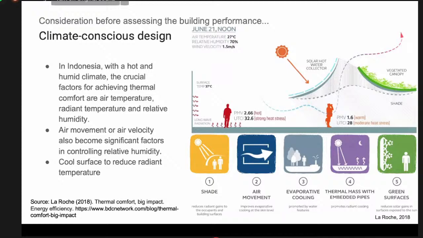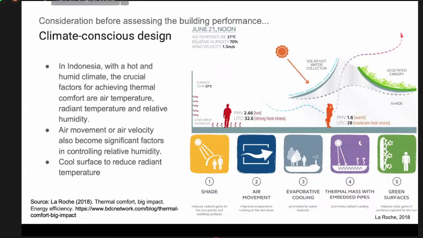Also in Indonesia, we can think about the climate. We have a hot and humid climate here, and the crucial factors to achieve thermal comfort are the air temperature, the radiant temperature, and also the relative humidity. From that point, we can take some parameters affecting those factors. For example, the relative humidity really depends on the air movement and the air velocity. So those two parameters are the most important ones.